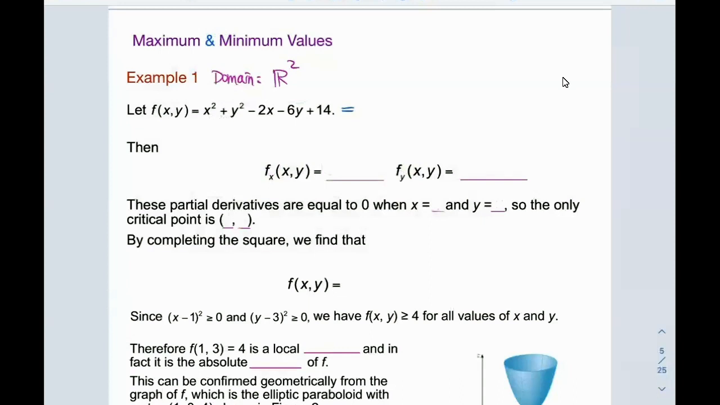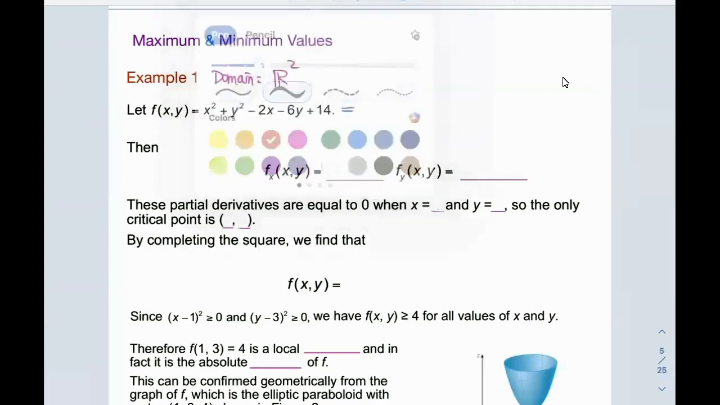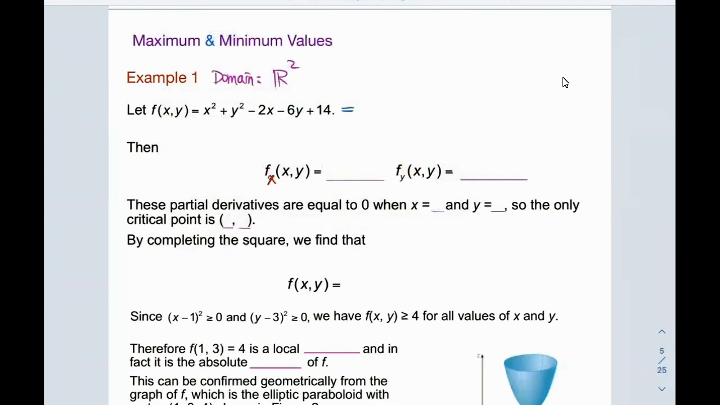Now we're going to take partial derivatives so we can find critical points. Just like we take the first derivative to find critical numbers, we take partial derivatives to find critical points. Let's take the partial derivative with respect to x. Think of x as the only variable, and all others are constant. What's the derivative of x squared with respect to x? 2x. And the derivative of the next term is -2. So we get 2x minus 2.